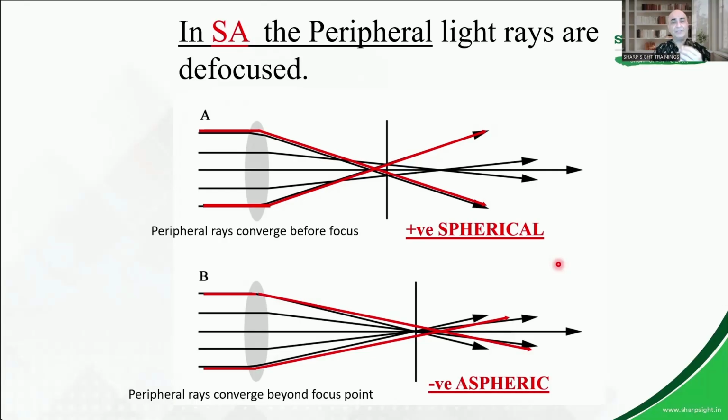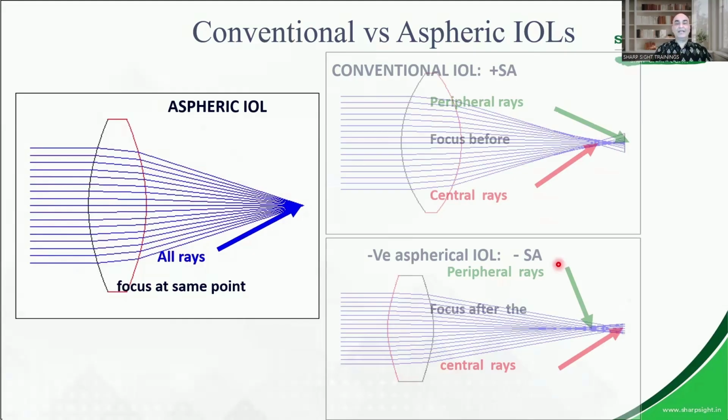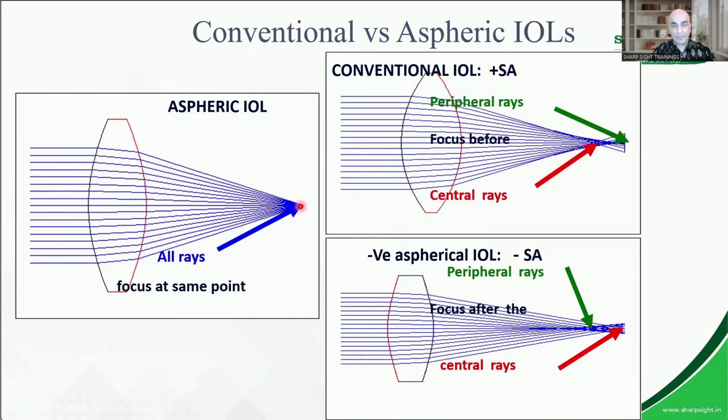In a positive spherical aberration, we all know the peripheral rays meet just before the paraxial rays. In a negative spherical aberration, the peripheral rays will focus beyond the paraxial or the central rays. So this is how it would look. In a totally aspheric lens, you'll have a single point of focus, and in a positive spherical aberration lens, the peripheral rays will focus before the paraxial rays. So this actually gives you a zone or a range of focus. You can play around with the negative and positive spherical aberrations to create a minor EDOF effect.